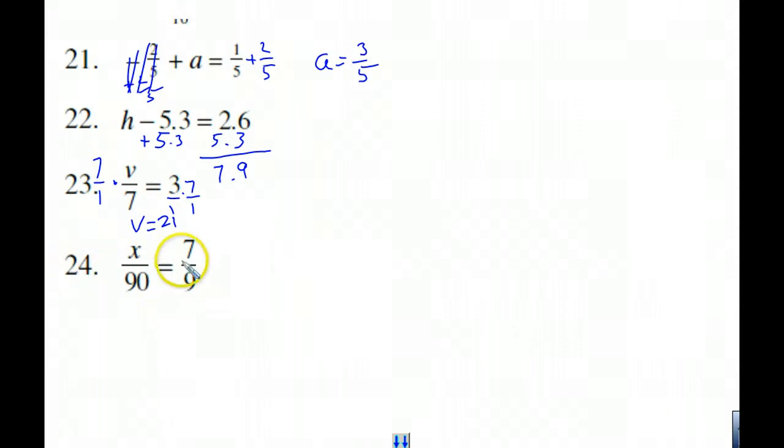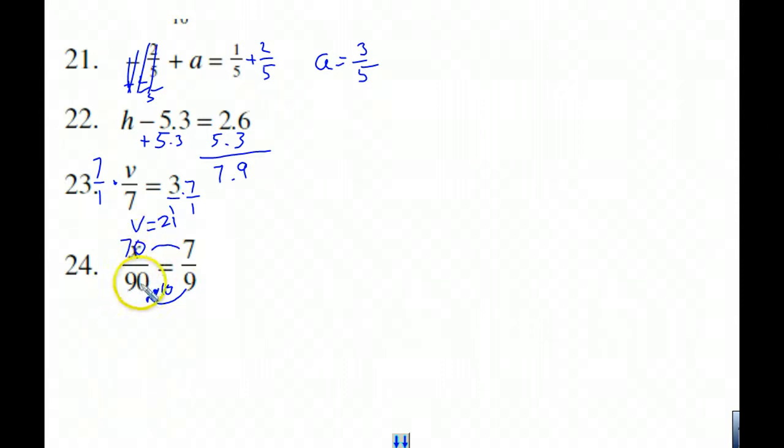Number 24, a couple ways of doing this. We can cross multiply and divide, or if it's a nice even number, maybe we can just use some critical thinking. So can we multiply anything from here to get to here? So 9 times what will give you 90, right? So you can say multiply by 10. So if we do the same thing over here, multiply by 10, we'll end up with 70.